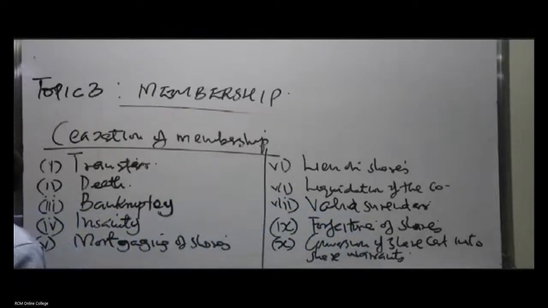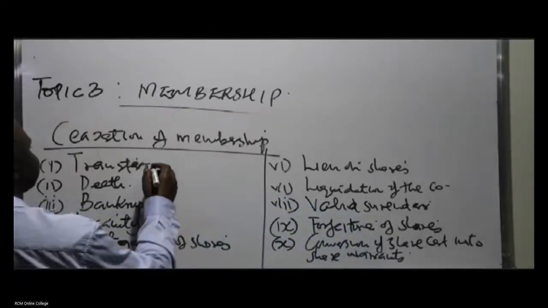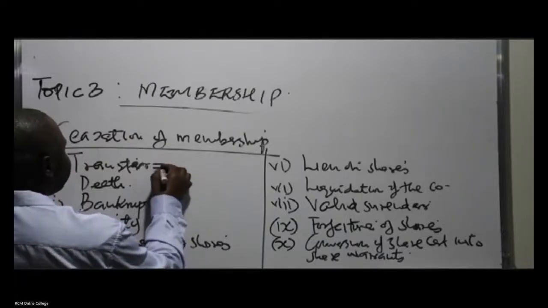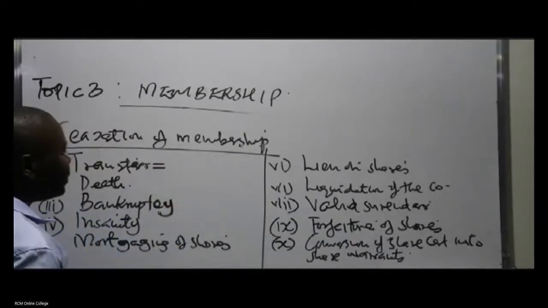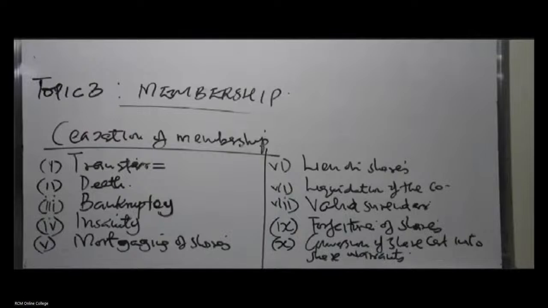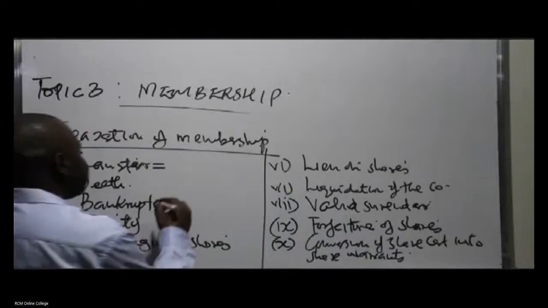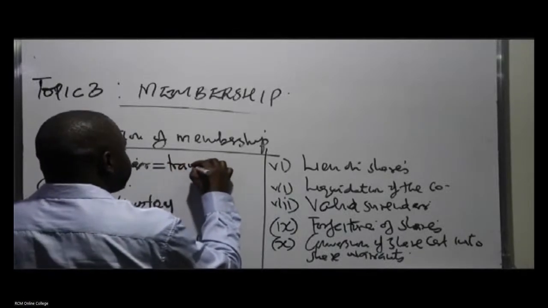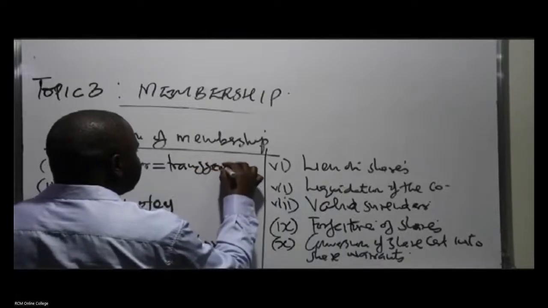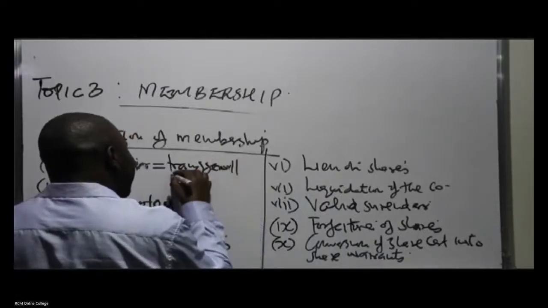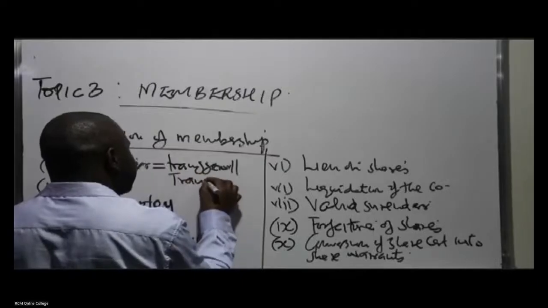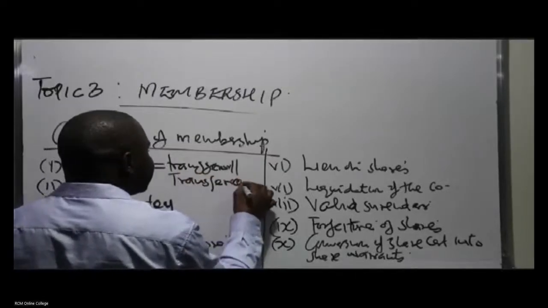So transfer of shares I've already explained. Do I really have to explain again, Mercy? I have already explained. Here there are two parties. There is the transferor, and there's of course the transferee. There's the transferor and the transferee.